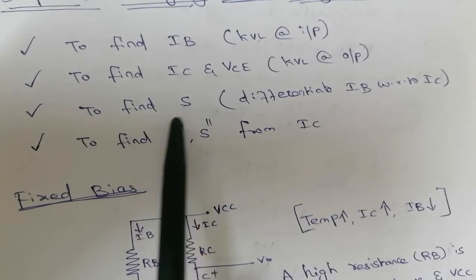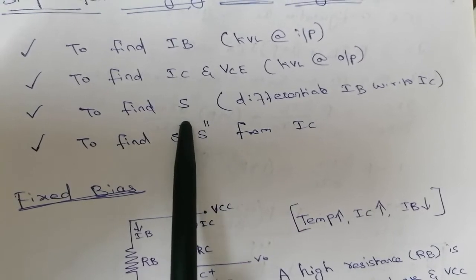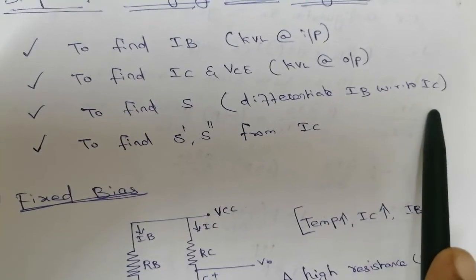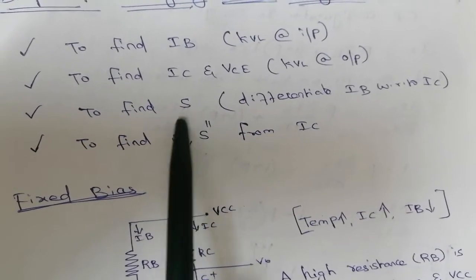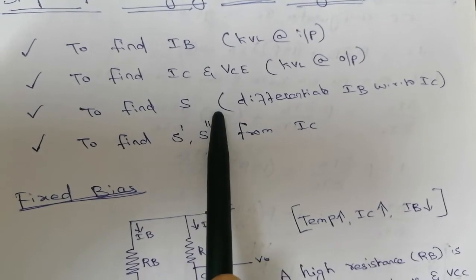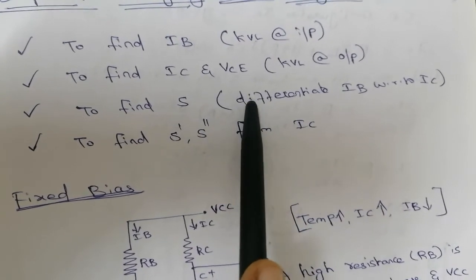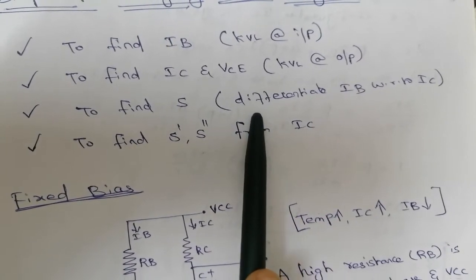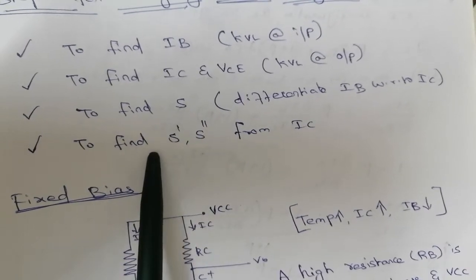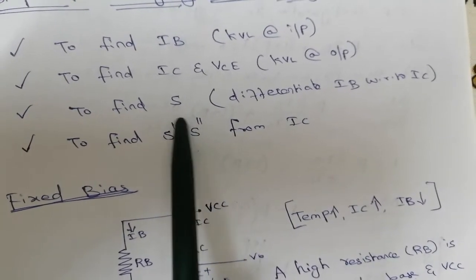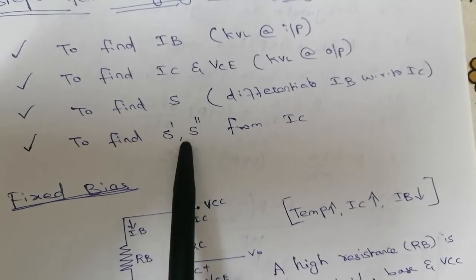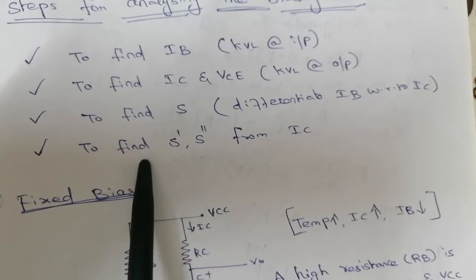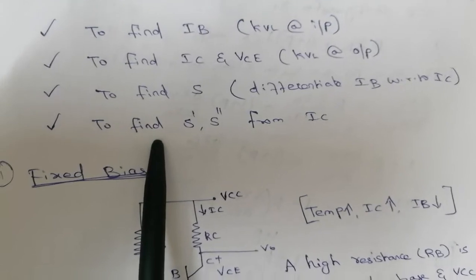Then to find the stability factor by applying the differentiation of collector current IC with respect to the parameters, because we know the stability factor is the variation in collector current due to the variation in transistor parameters: ∂IC/∂IB, ∂IC/∂VBE and ∂IC/∂beta. So these three terms are called the stability factors. These are the procedures to design biasing circuits. Let's go for the first method, that is fixed bias.